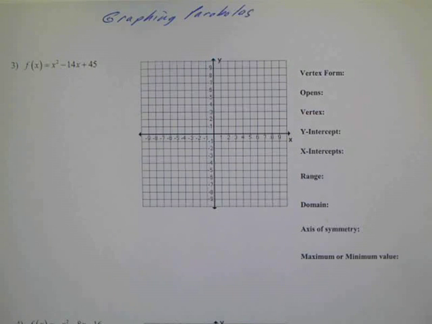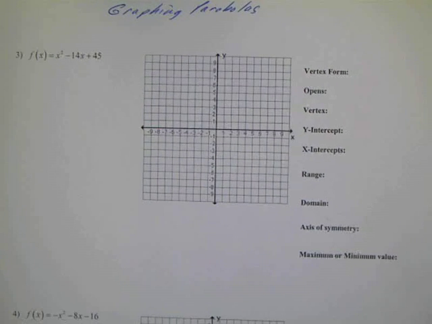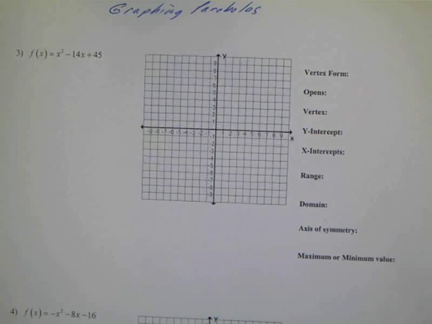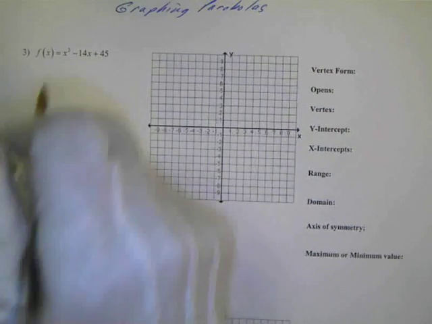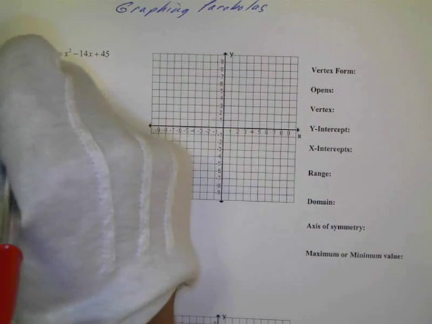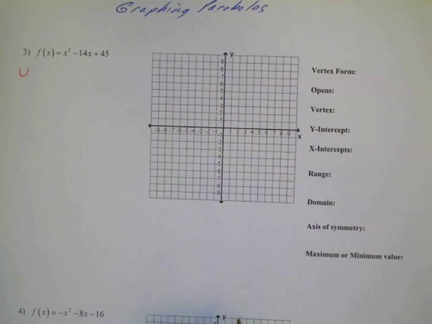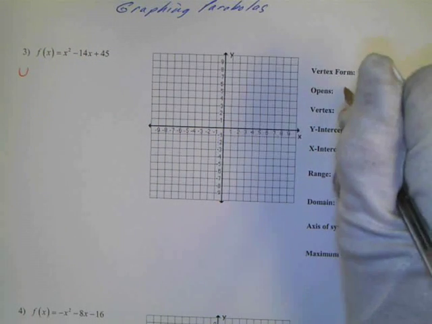Okay, here's another example of graphing parabolas. And this is f of x equals x squared minus 14x plus 45. So right away, just by looking at it, first of all, it's shaped like a U because it's positive, not an N. So we know that it opens up.